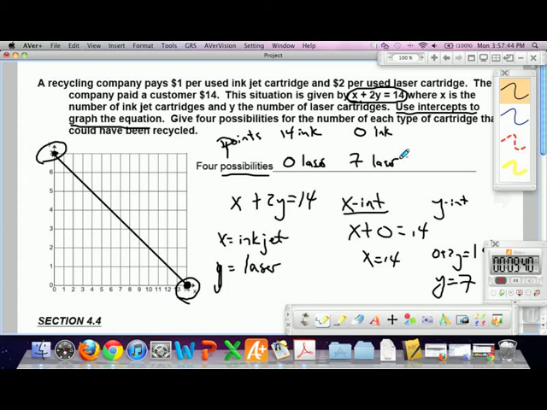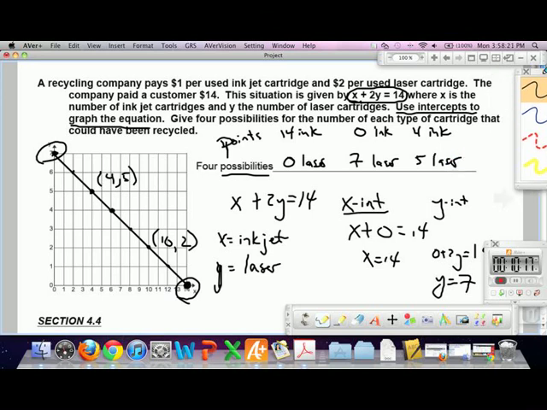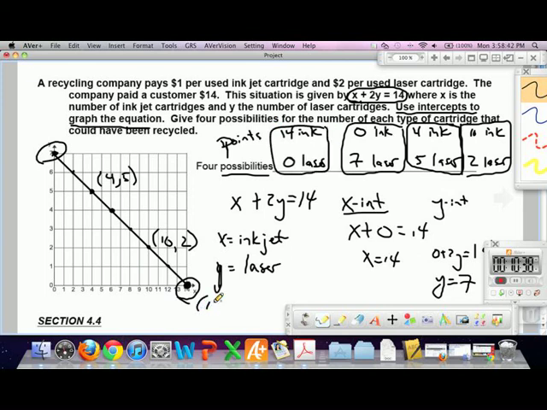So nice points that I see might be right here, here, here, here, where we're crossing the intersection of the grids. I'll pick two of them, like this one, 4, 5, and this one, 10, comma, 2, which says that we have another combination should be 4 inkjet and 5 laser cartridges. Or how about 10 inkjet and 2 laser cartridges? Again, these combinations come from the points on the graph.